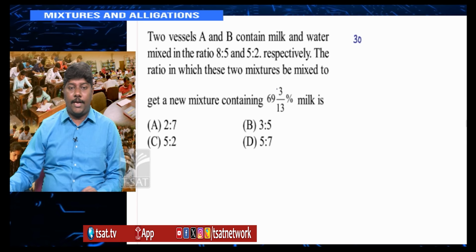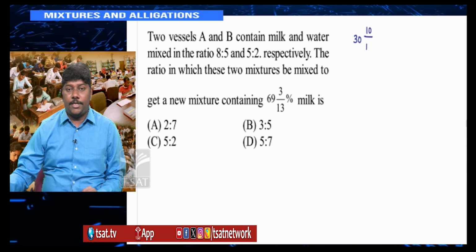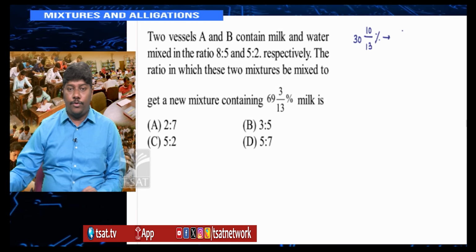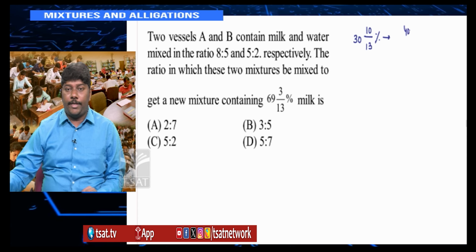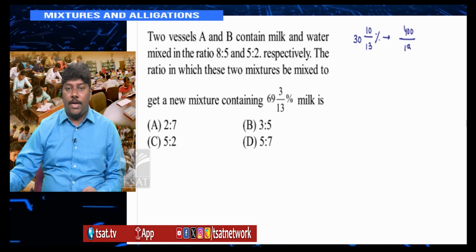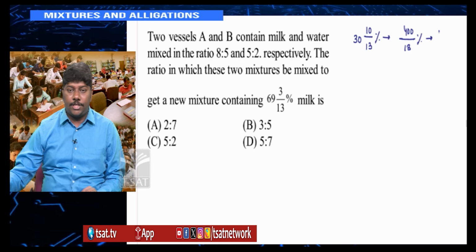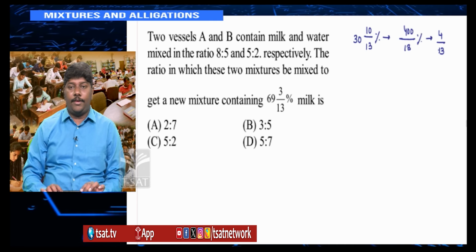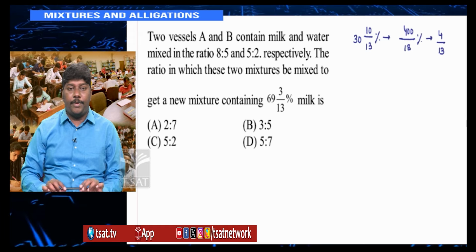3/13 means you just add 10/13 to it. So, 10/13, this is the percentage of water we are going to get. Convert it into an improper fraction, that is 400/13 as a percentage. As a percentage it is 400/13, but as a fraction it becomes 4/13. So, how much water is there in this? 4/13 parts of water is there in the mixture.